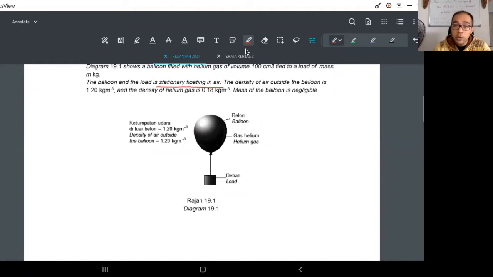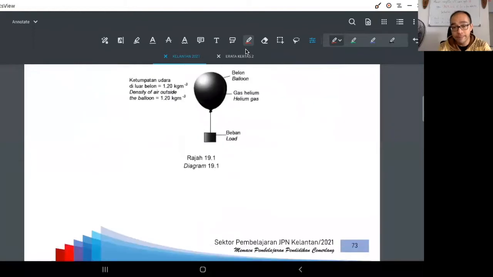So now you're given two densities. One is the 0.18, which is the helium gas, and the other one is the density of the outside air, which is 1.2. Mass of the balloon is negligible, boleh diabaikan sebab dia terlampau ringan.